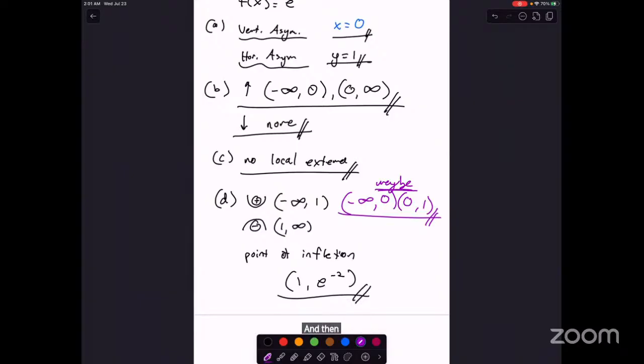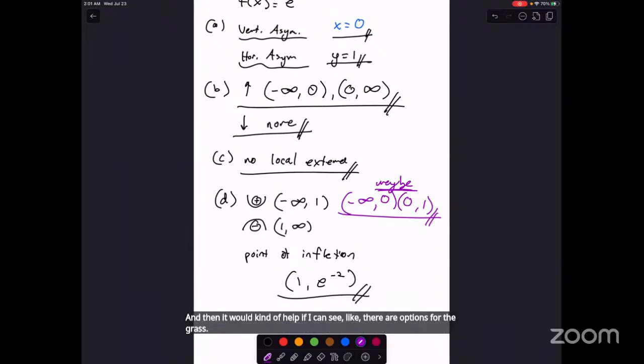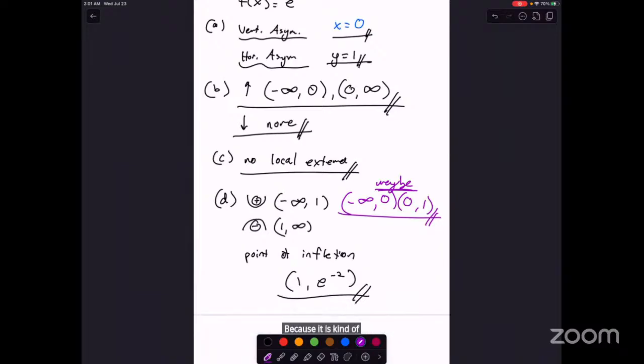And then it would kind of help if I could see their options for the graphs, because it is kind of behaving like a reciprocal function, but it's a little bit funky between 0 and 1, but everything else is fine.